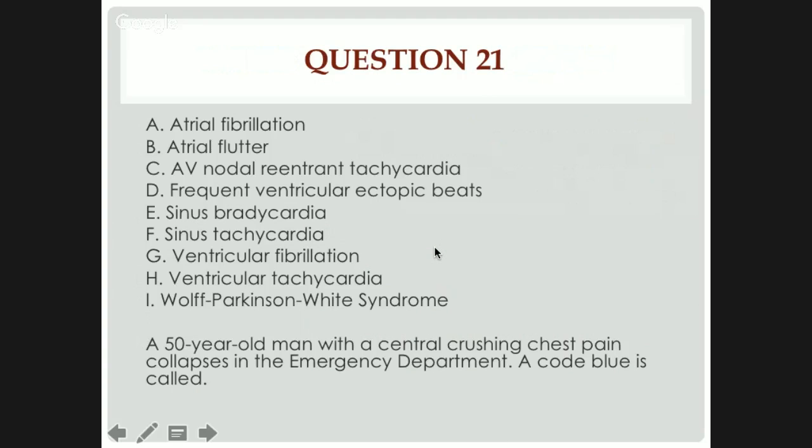50-year-old man with a central crushing chest pain collapses in ED, a code blue is called. What's the arrhythmia? VFib, good. So VT, they're often conscious with palpitations, they can collapse, but in the setting of central crushing chest pain, it's probably an AMI. We didn't like this question. It was on one of those Monash exams that they've released. Lots of debate, but what we got told at the Alfred as well was that it was VF, because VF is more consistent with the collapse.